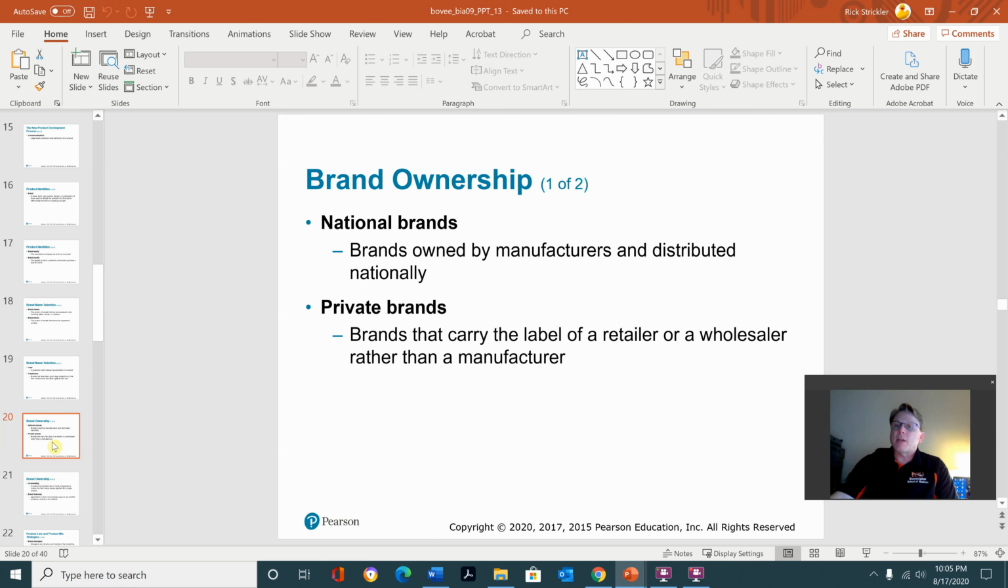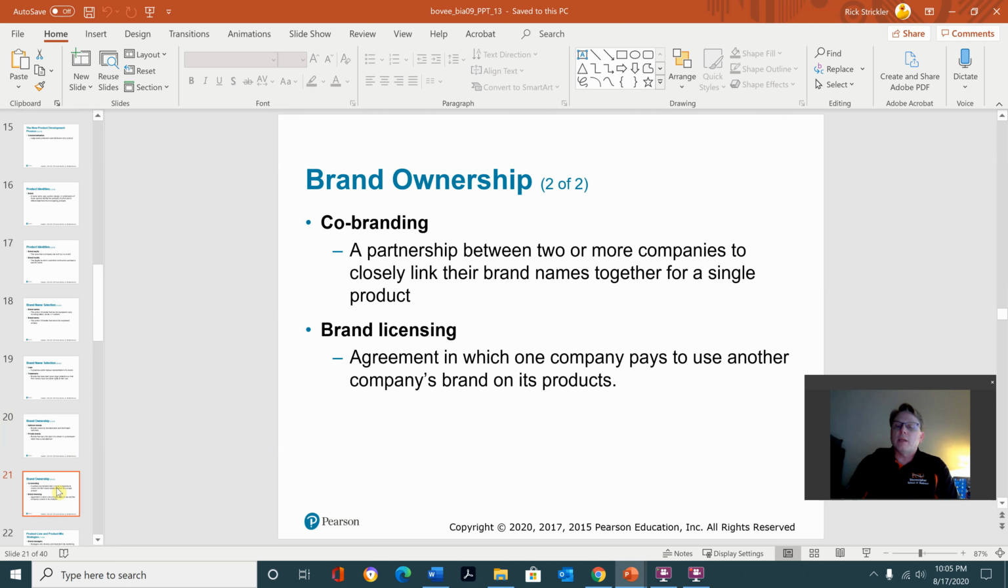National brands are owned by the manufacturer and distributed nationally. Private brands, these are the ones like the Walmart brands or the Aldi's brands, things like that, that are private label. Co-branding, this is when you have two brands on one thing. So if it's laundry detergent, but it also has Clorox bleach in it, and they have the Clorox name and symbol on there, then you know that it's co-branding.